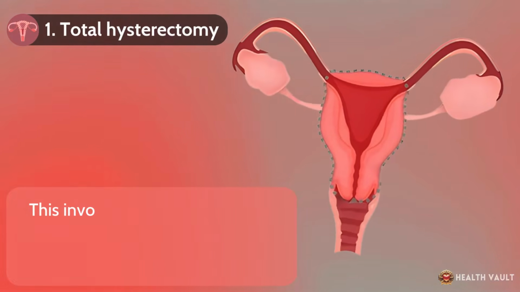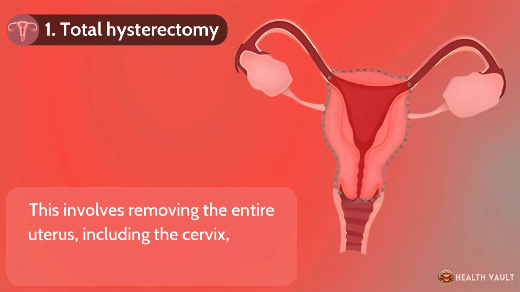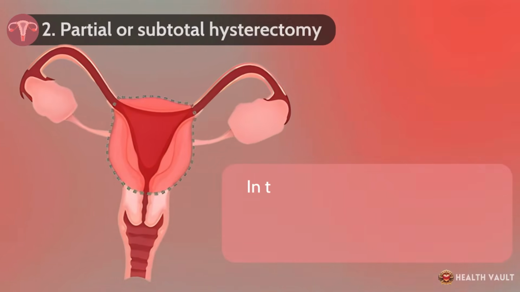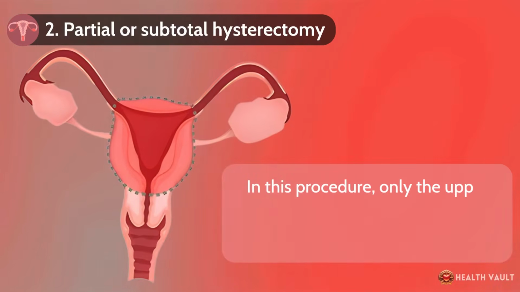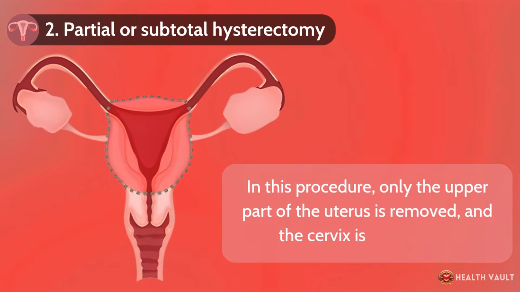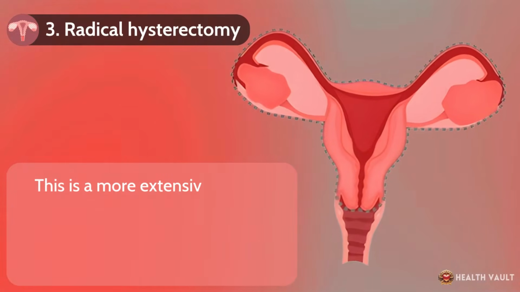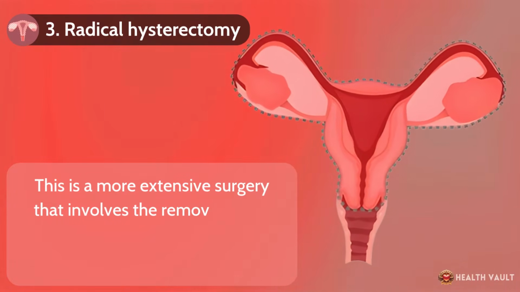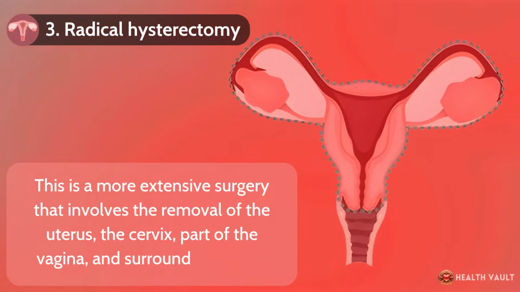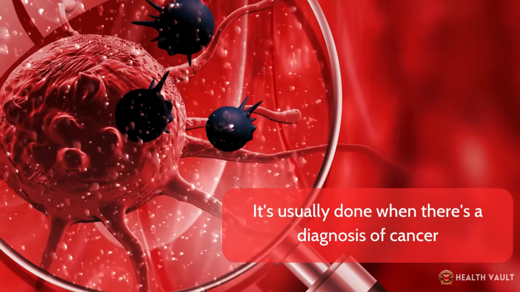Number 1. Total hysterectomy. This involves removing the entire uterus, including the cervix. This is the most common type. Number 2. Partial or subtotal hysterectomy. In this procedure, only the upper part of the uterus is removed and the cervix is left in place. Number 3. Radical hysterectomy. This is a more extensive surgery that involves the removal of the uterus, the cervix, part of the vagina, and surrounding tissues. It's usually done when there's a diagnosis of cancer.